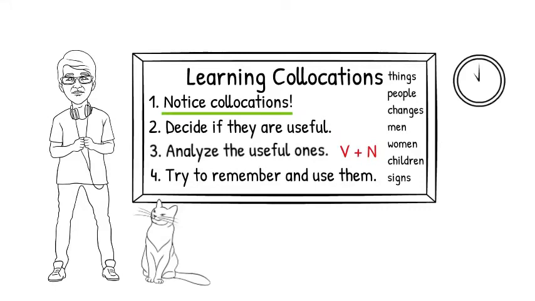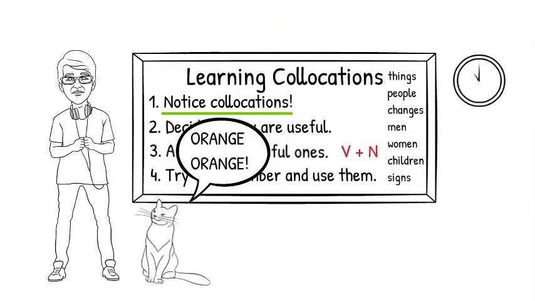When you analyze collocations, you will start to see patterns. For example, do you see the color I used to underline notice collocations? Do you know what color that is? That's lime green. So if you understand that lime green is a noun plus noun collocation, and it's based on the fruit, the lime, then you will probably remember lemon yellow and cherry red, because we do use fruit to describe colors.